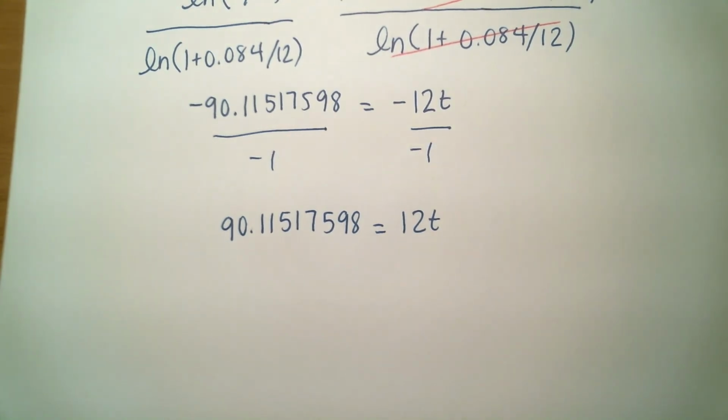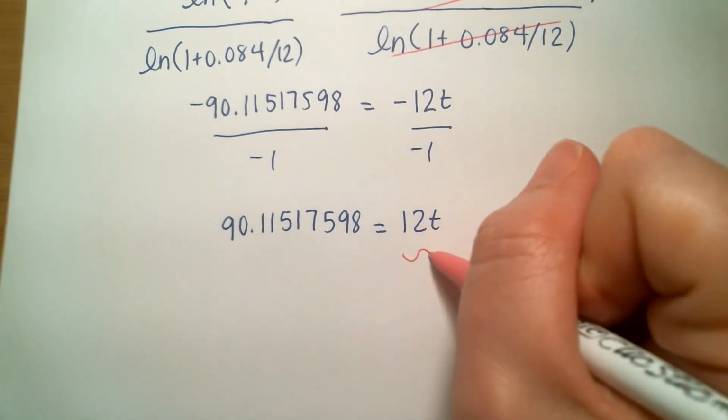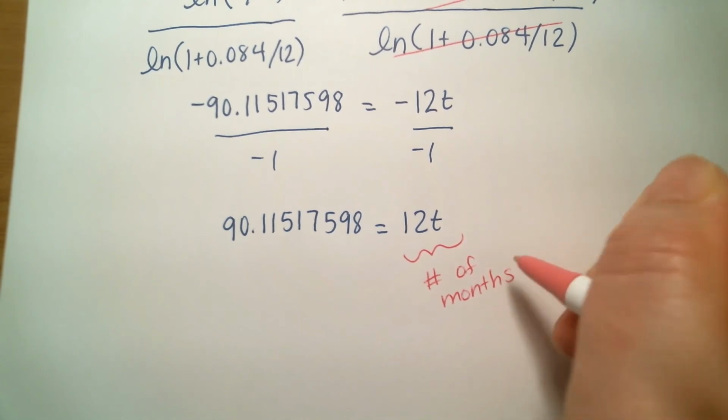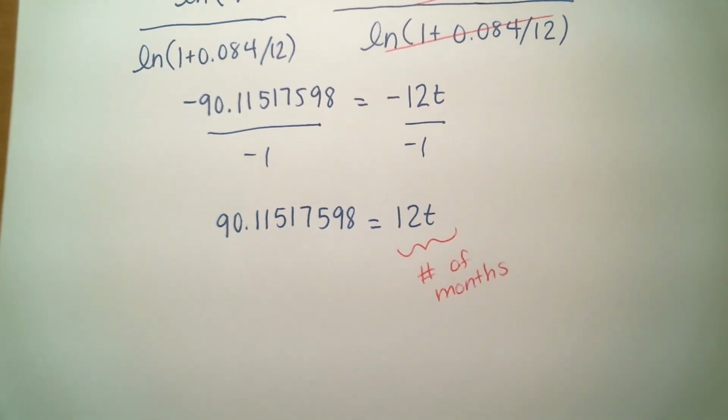Remember, because the 12 is in front of the t, this is indicating the number of months that this couple can make withdrawals. We learned in 3.2 and 3.3 when we were saving money that you should round up time. So if you were saving money, you would round up to 91 months here just to ensure you have enough time to save the money. Since we are withdrawing money, it's the opposite here. You round down.